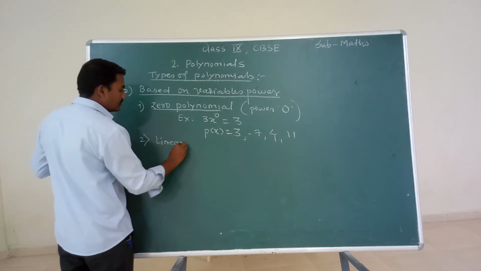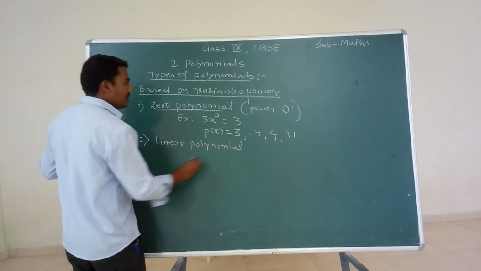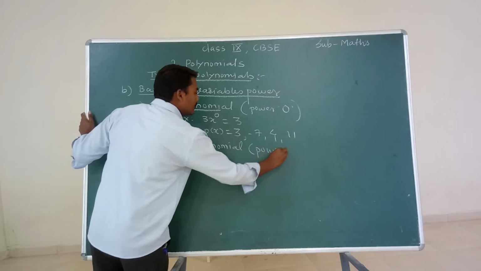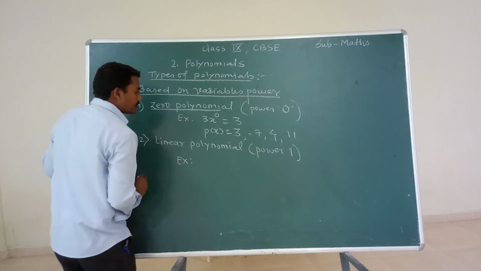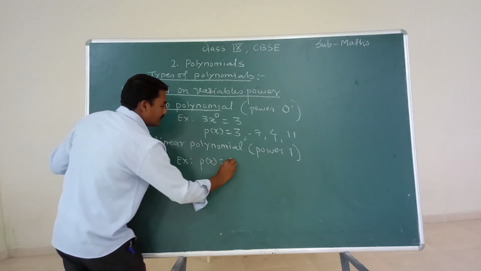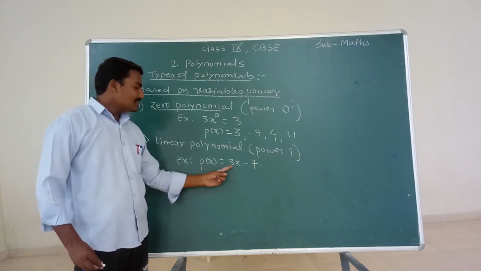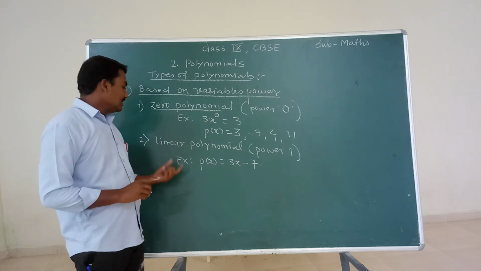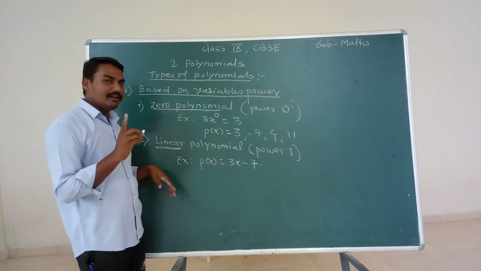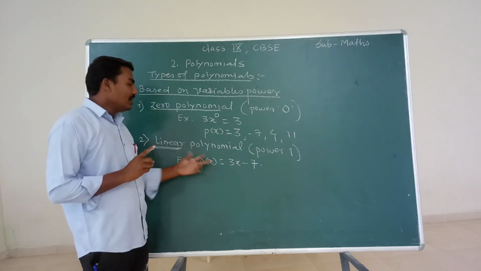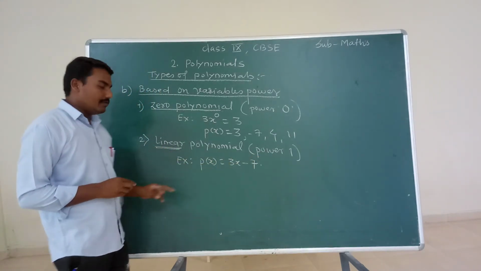Second, linear polynomial means power is 1, whose variable power is 1. Example, p of x is equal to 3x minus 7, whose power is 1. That's why this polynomial is called linear. Linear means always 1. So those polynomials in which the variable's power is 1 are known as linear polynomials. Okay, it is a simple example.